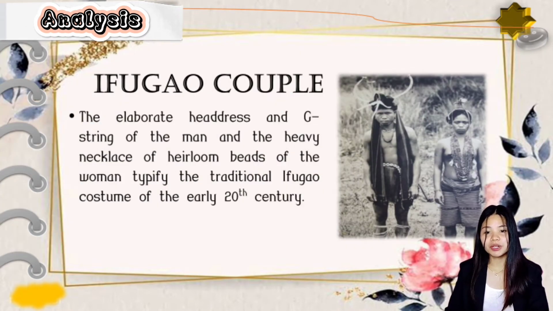As you can see in the picture, this is an Ifugao couple. The elaborate headdress and G-string of the man and the heavy necklace of heirloom beads of the woman typify the traditional Ifugao of the early 20th century. Somehow it is a fashion for beautifying themselves, and just like us today, we have a necklace, a pair of earrings, and we also have hairbands.